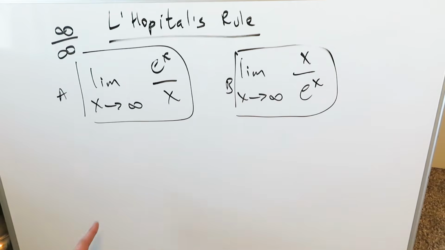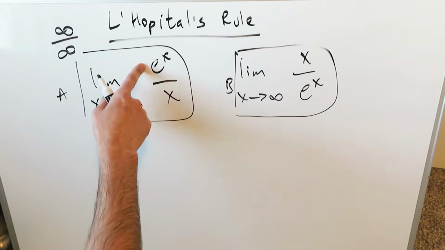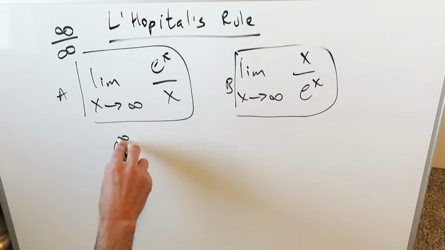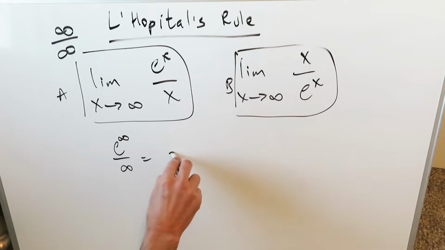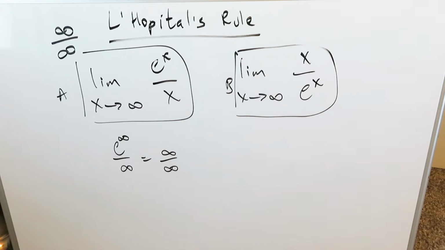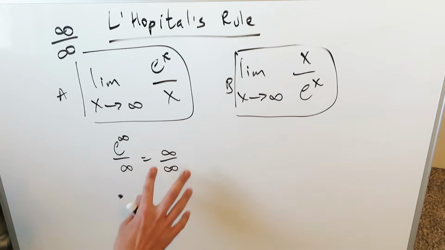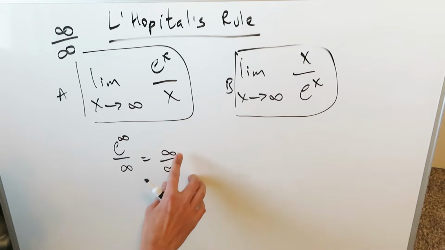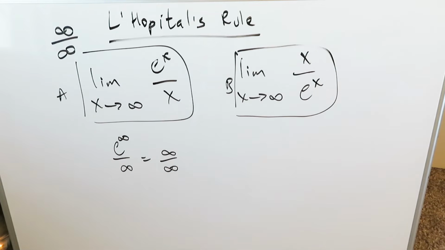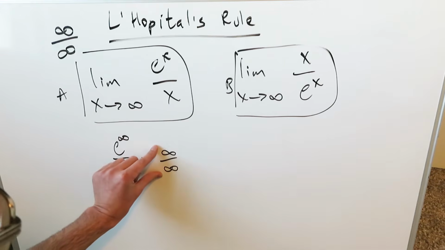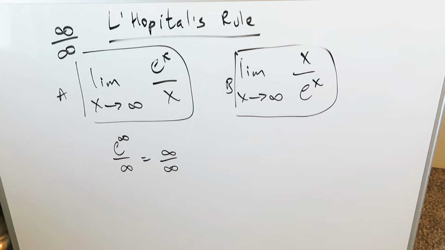When you're looking here at case A, you put infinity in place of x. What do you have? e to the power of infinity divided by infinity. In essence, you're looking at infinity over infinity. The same would happen with regards to case B. Why do we start thinking about L'Hopital's rule when we see something like this? We are looking at infinity over infinity. We don't know the extent or the quantity or the quality of these infinities.